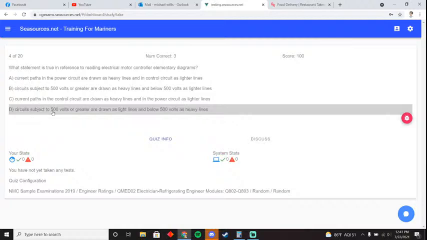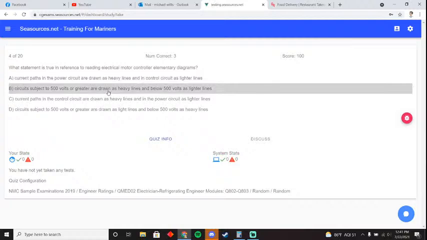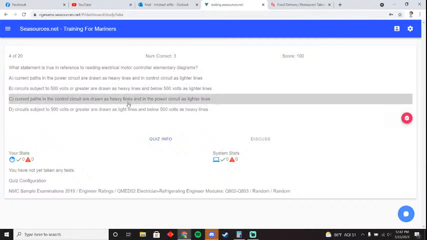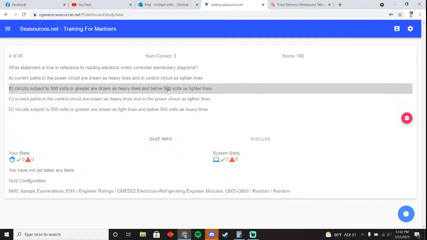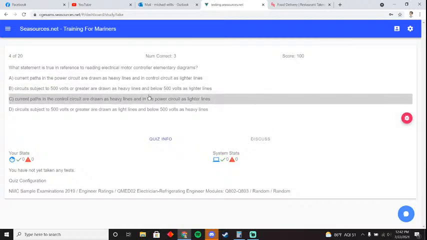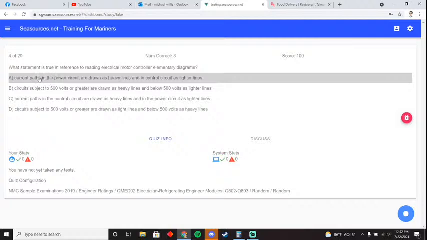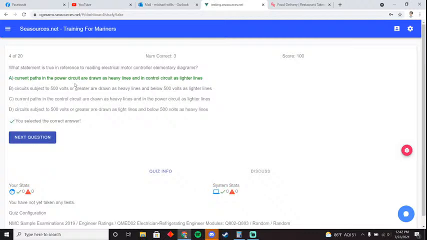The circuit subject to... No. There's nothing with 500 volts. It doesn't matter how many volts you have. This is the same for all. The current paths in the control circuit are drawn, and the power circuits, I believe it's A or C. Yes, it was A, because it's your current paths, and then your dotted lines are your control circuits.